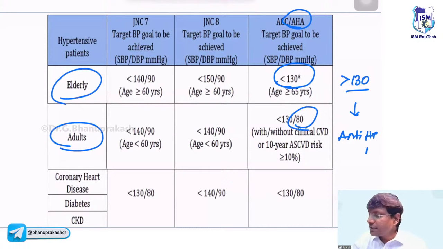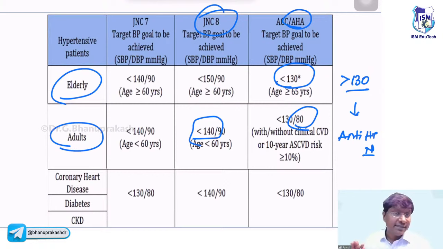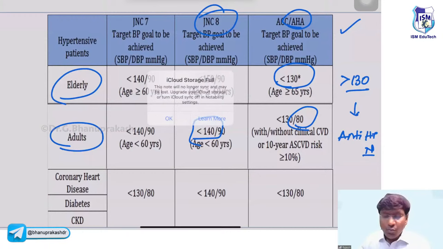But if you take JNC8, the cutoff is slightly on the higher side. That is 140, right? But what is given in your textbooks, mainly the recent edition of Harrison, is the American Heart Association. So according to the American Heart Association, 130 is the cutoff. If it is more than 130, you need to consider it as hypertension and start the antihypertensive drugs. And in the treatment of hypertension, what is very important is lifestyle modification.